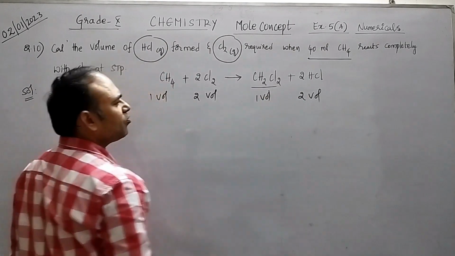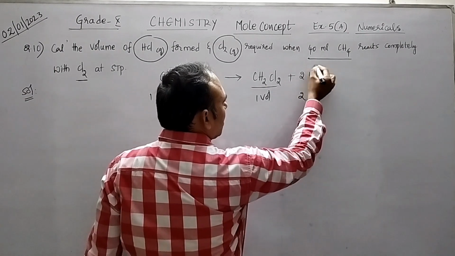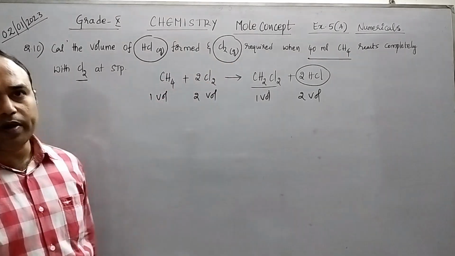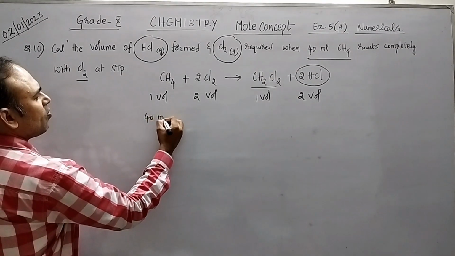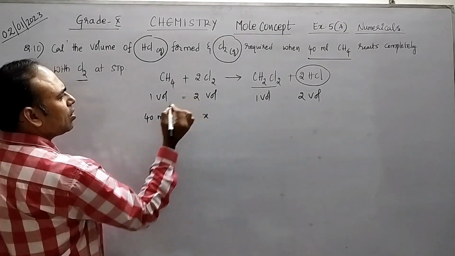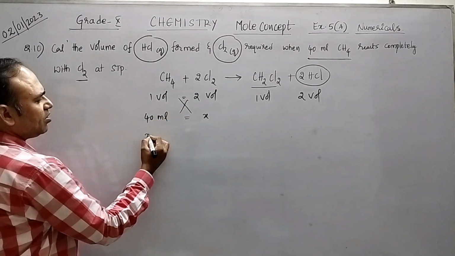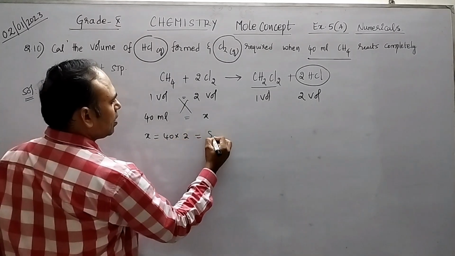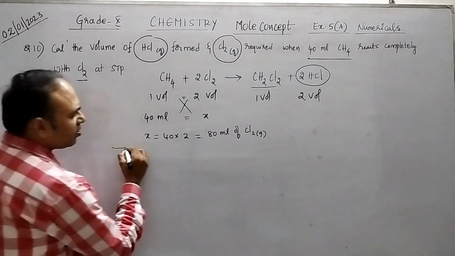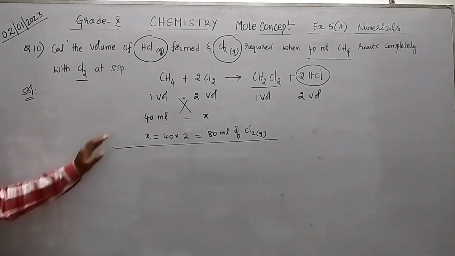So this is 1 volume. Now the question is how much HCl is formed here, that is the first one, and they are asking how much Cl2 is required. So 40 ml of methane is given. First and foremost, how much chlorine is required, you can take it as X here. So 1 volume requires 2 volumes of chlorine, 40 ml requires X. On cross multiplication, X is equal to 40 into 2, nothing but 80 ml of chlorine gas. Hope you have understood. The first one: for 40 ml of methane, you require 80 ml of chlorine for complete reaction.